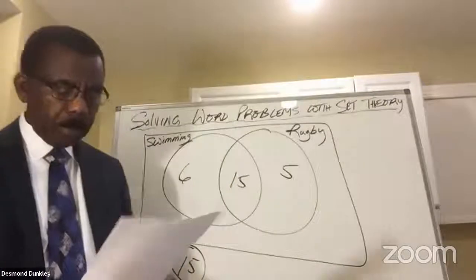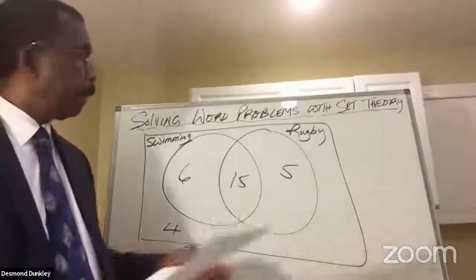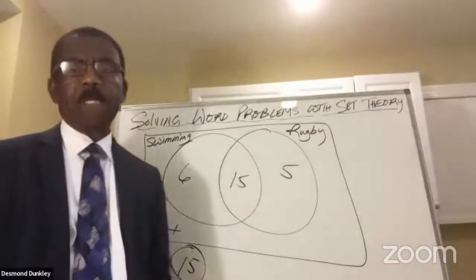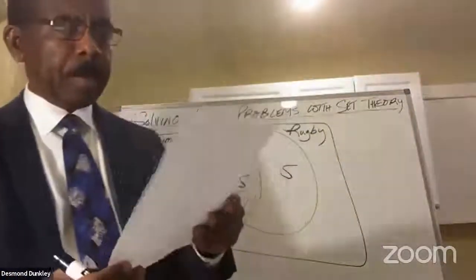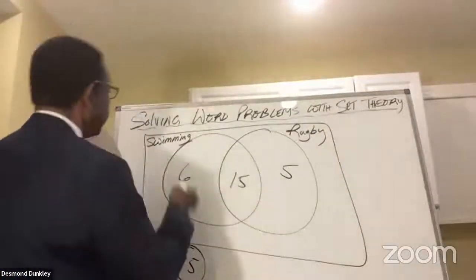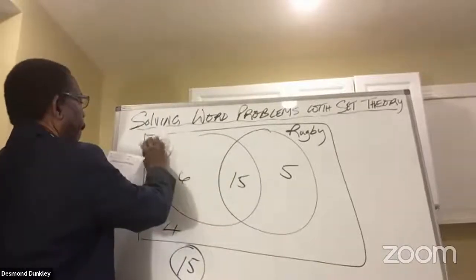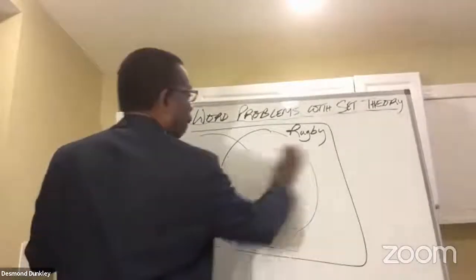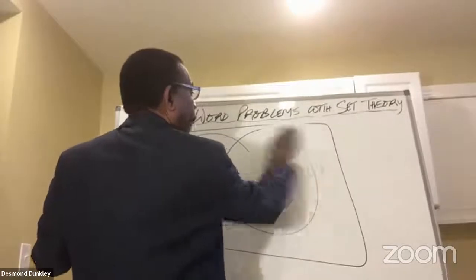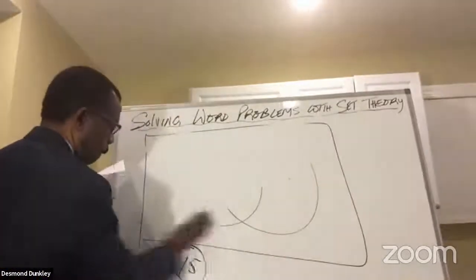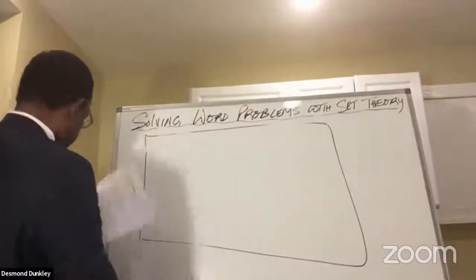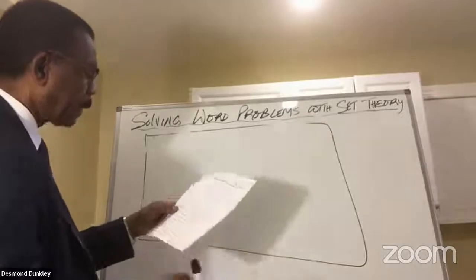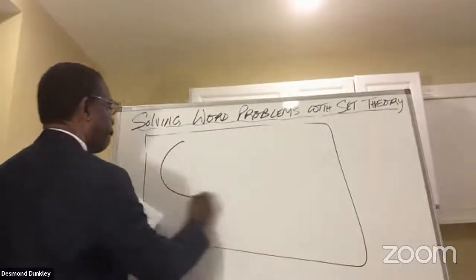Okay? And finally, how many students like rugby? Rugby, these 2 sections, 15 plus 5 gives you 20. Okay? And I'll do my last question, and that's it. Last question.